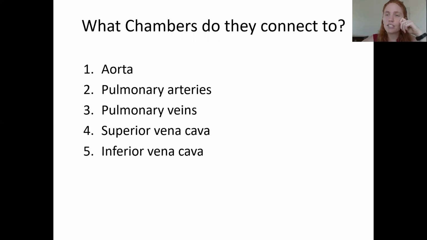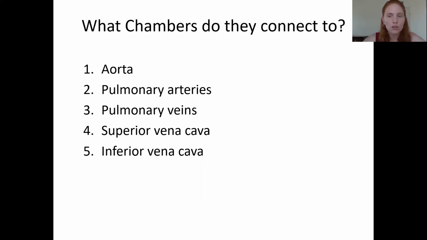So now what we need to do is, well, if you have all of these, which chambers are they going to connect to? And the secret to getting this correct is your process of elimination. And keep in mind that arteries receive blood, so they have to be connected to veins. And ventricles pump blood away, so they have to be connected to arteries.